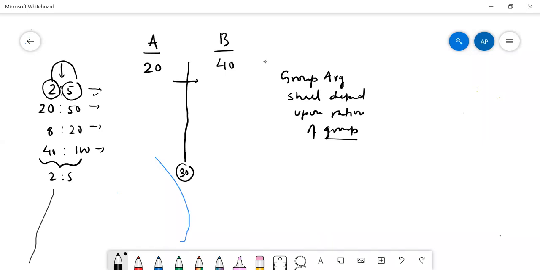Let's calculate here. The total marks which group A has got is 20 into 2. The total marks which group B has got is 40 into 5, and the total number of students here is 7. So the average that you will get is 240 by 7, which is 34 2 by 7.